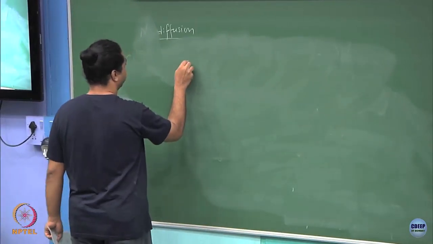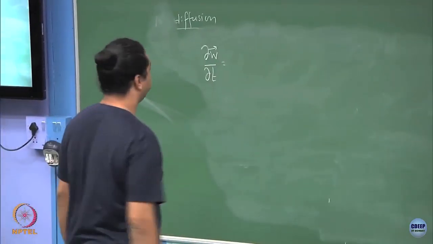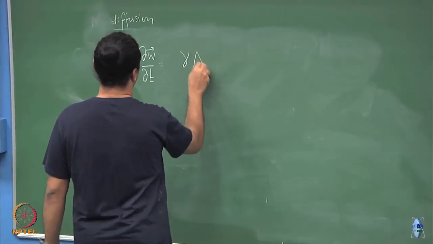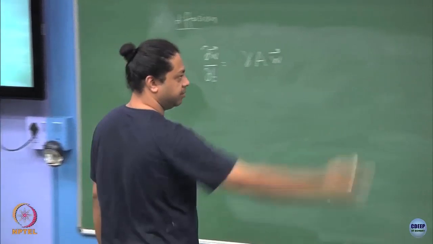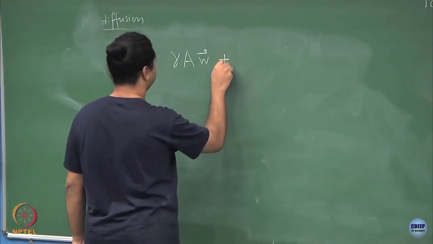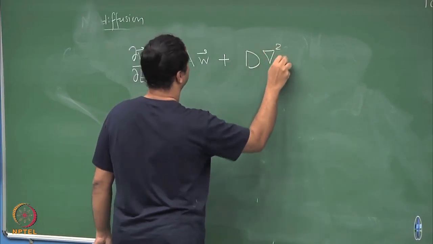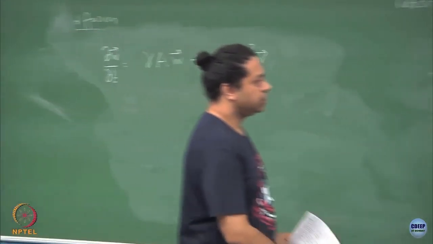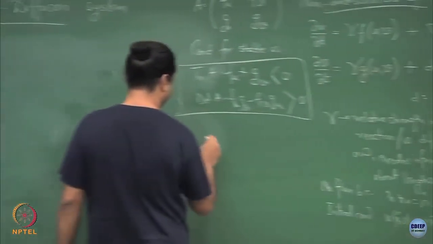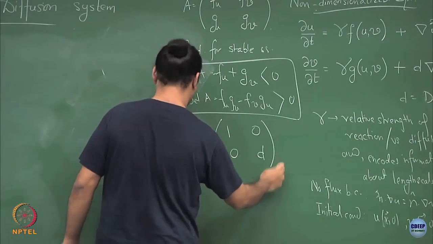in the matrix form. So what I have is del W del T is gamma times A, the stability matrix, times W, A being whatever it was, plus, since I am writing it in matrix form, a diffusion matrix times Laplacian W. And what is this diffusion matrix then? The diffusion matrix is simply 1, 0, 0, small d.